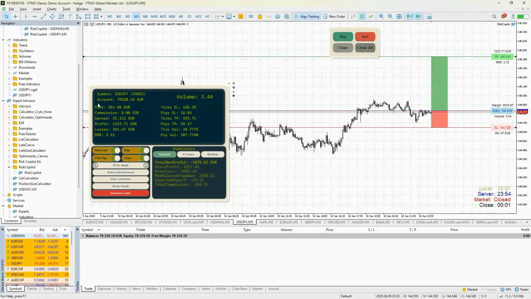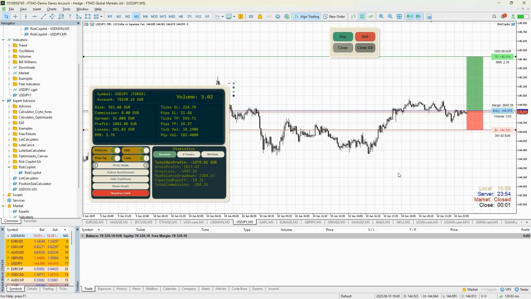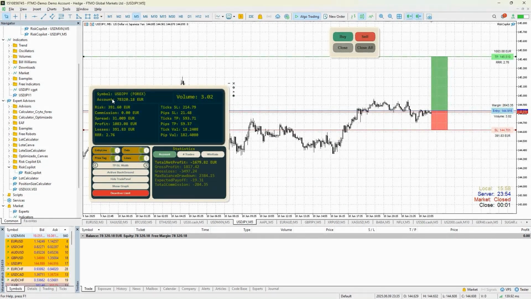So, what type is the symbol? How much is my account? How much is my risk? How much is my commission, if any? How much is my spread? That is, how much is my difference at this moment between the purchase and the sale? How much is my profit? What is this value? Remember, how much is my loss? What is this loss normally? They go in harmony, right? These two must always be similar or have variations that we have already analyzed.